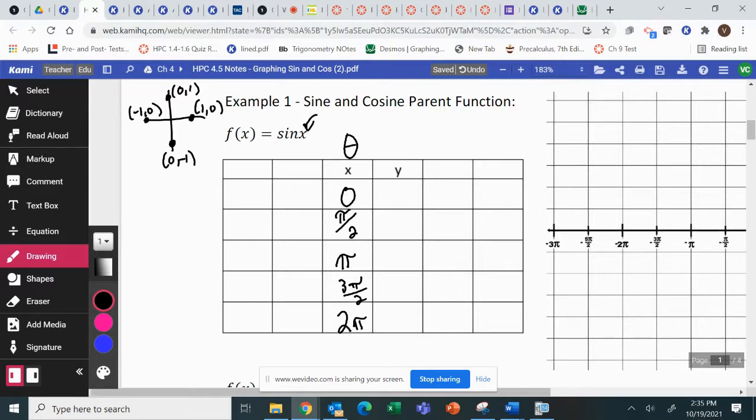And then the y values for sine are the y values from the ordered pairs. So I'm just going to look at my y values from the ordered pairs and I get 0, 1, 0, -1, 0. That's going to give me the highest number, the lowest number, and the most middle number. And then we just have to make it look like a nice smooth curve in between.